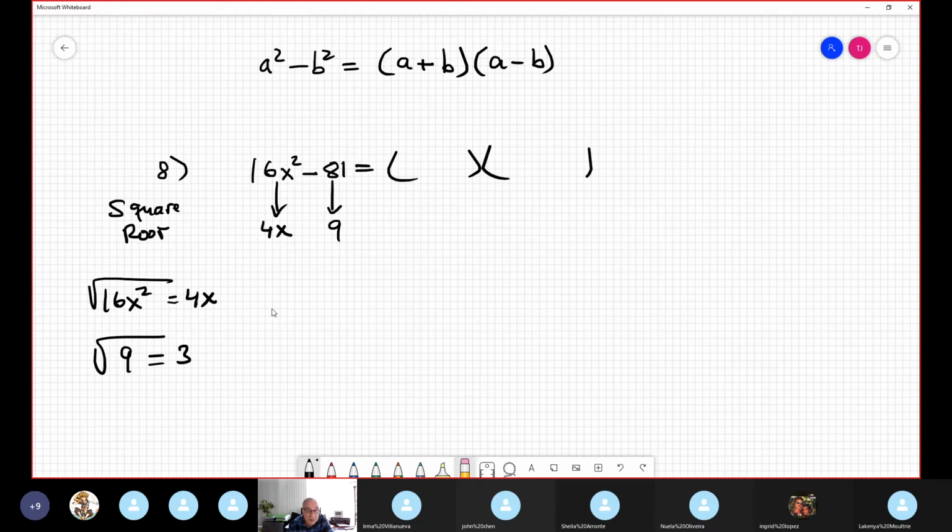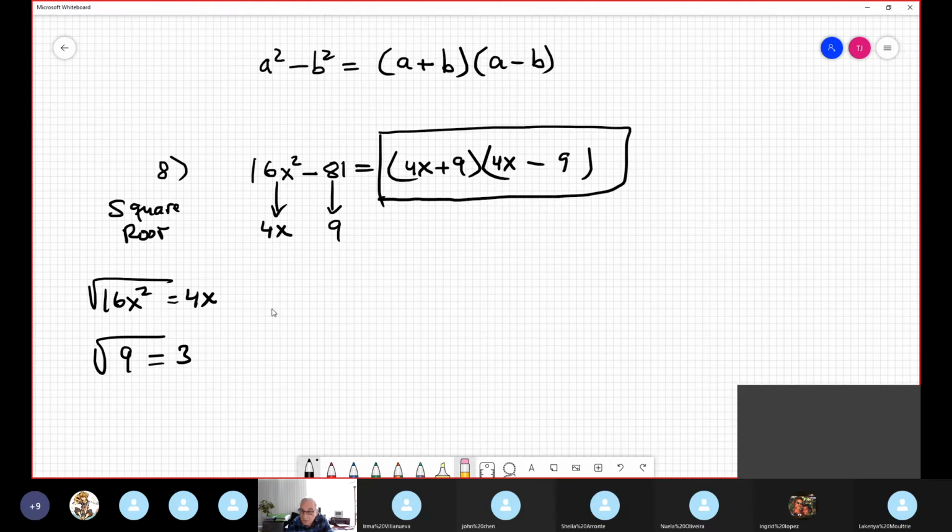Open two parentheses and you put 4x, 3, and plus or minus. It doesn't matter the order. It's the final answer. Very, very easy, I know.